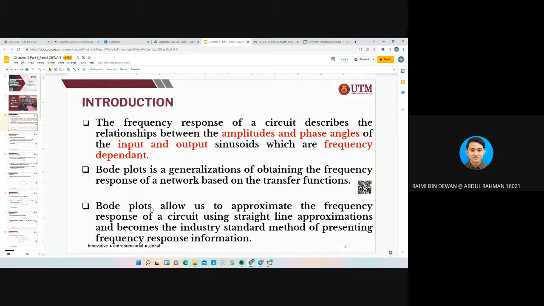Bode plot allows us to approximate the frequency response of a circuit using straight line approximations. It has become the industry standard method of presenting frequency response information. So Bode plot is often used in industries.